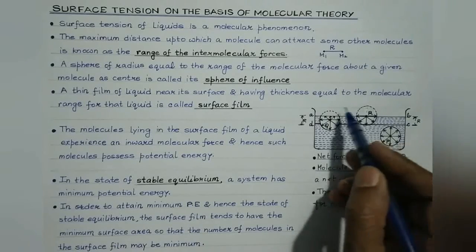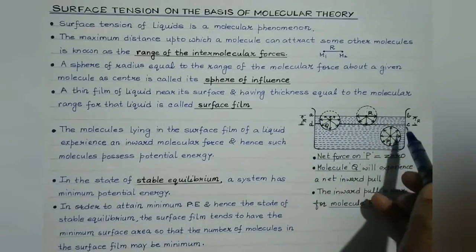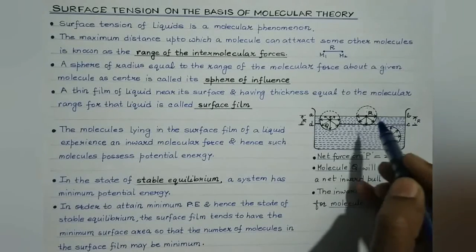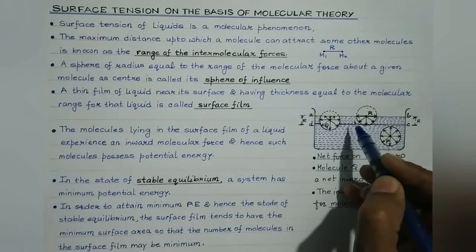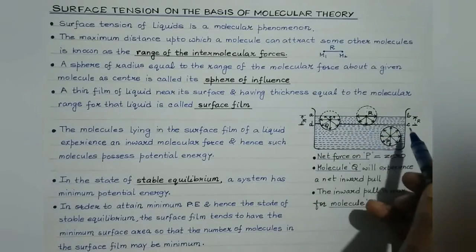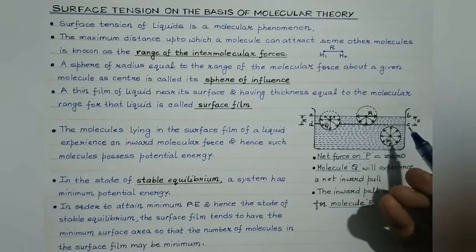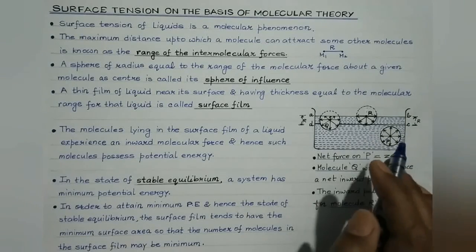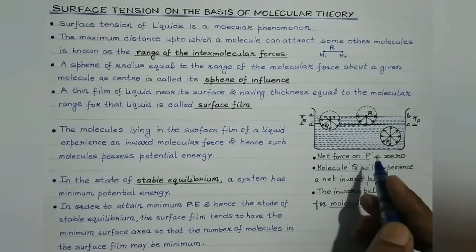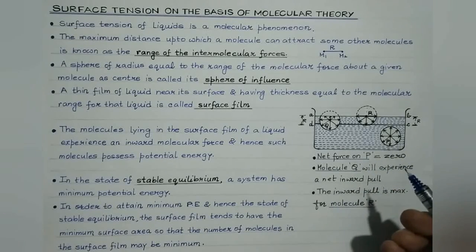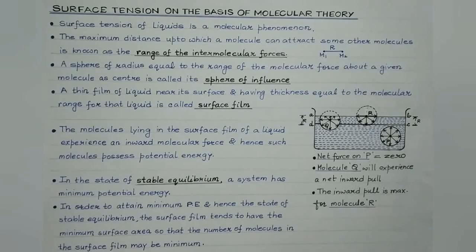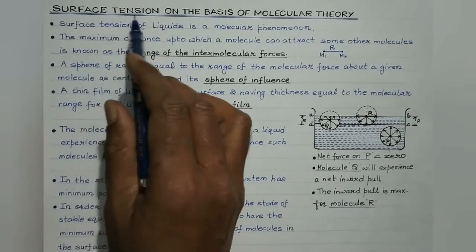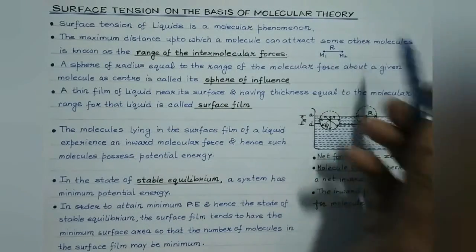Now, when the surface film attains minimum surface area, then the number of molecules residing in the surface film will also be less. Accordingly, the potential energy of the system will become less, and the system will attain the state of stable equilibrium. So students, the free surface of a liquid at rest tends to have the minimum area, and in attempting to do so, it behaves like a stressed membrane. And this is how surface tension can be explained on the basis of molecular theory.